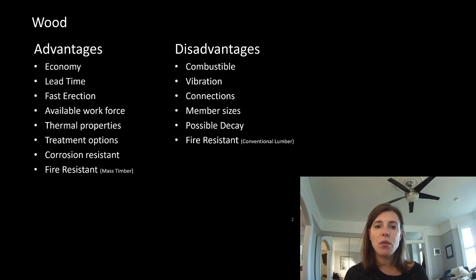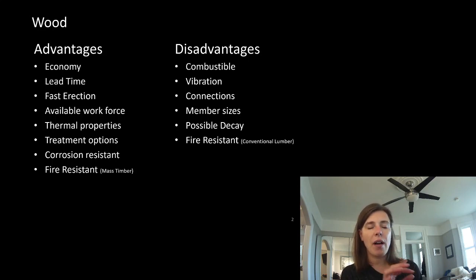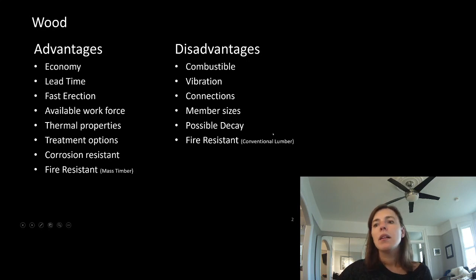Treatment options. You can do a lot of things to wood to preserve it and protect it. It's inherently corrosion resistant. And I have fire resistant in that category. We're going to park that there for a second. And you see it says mass timber beside it. Look over here in disadvantages. Fire resistant, conventional lumber.